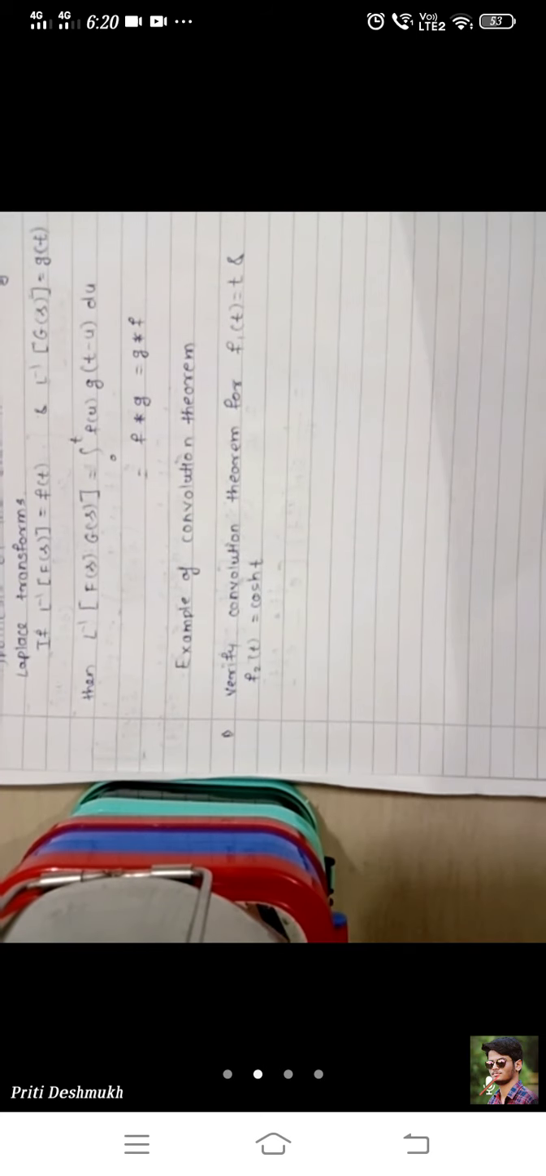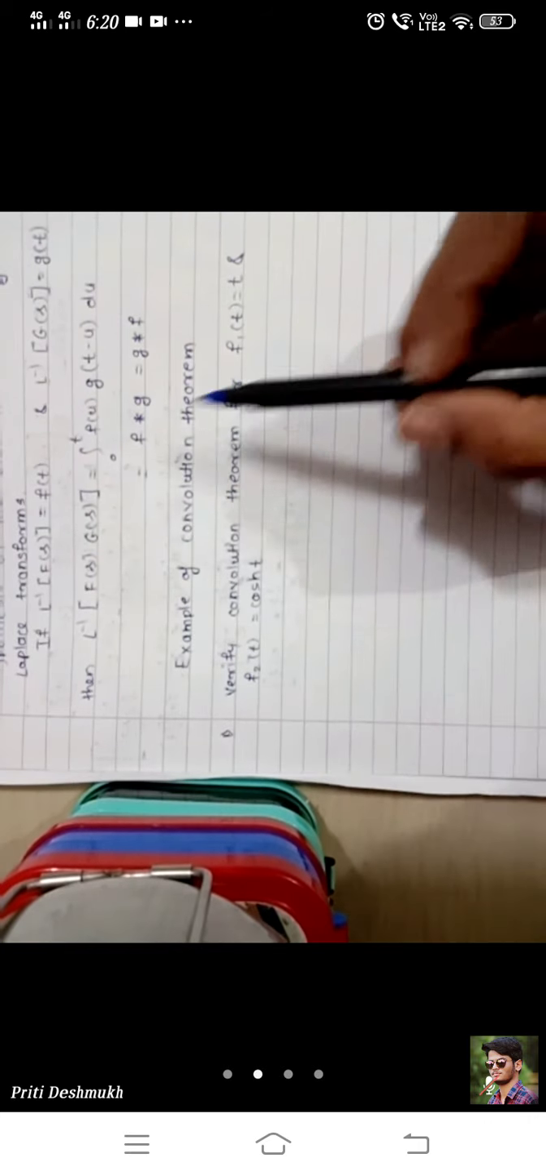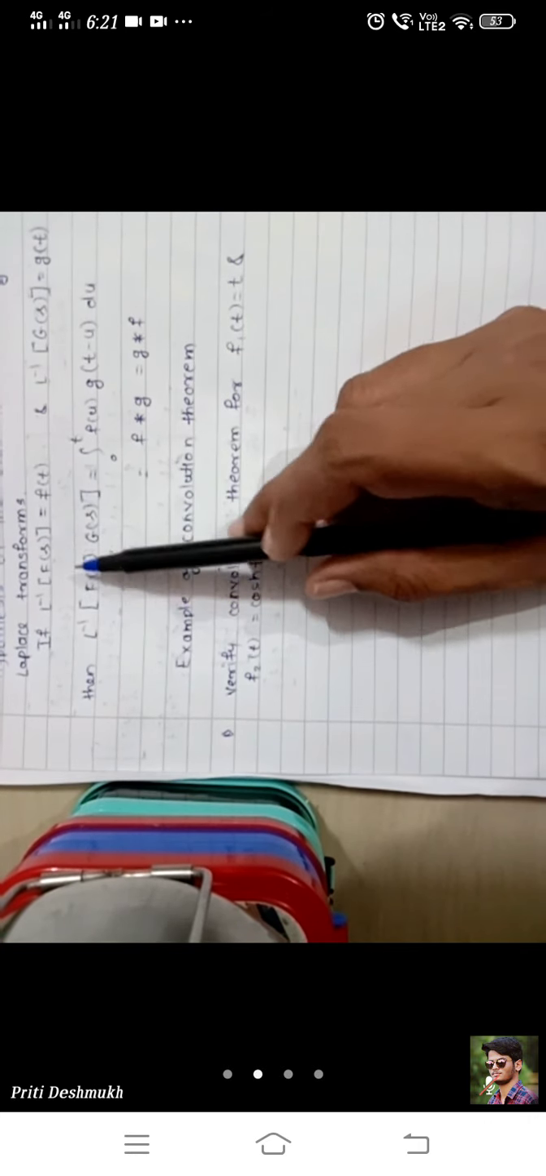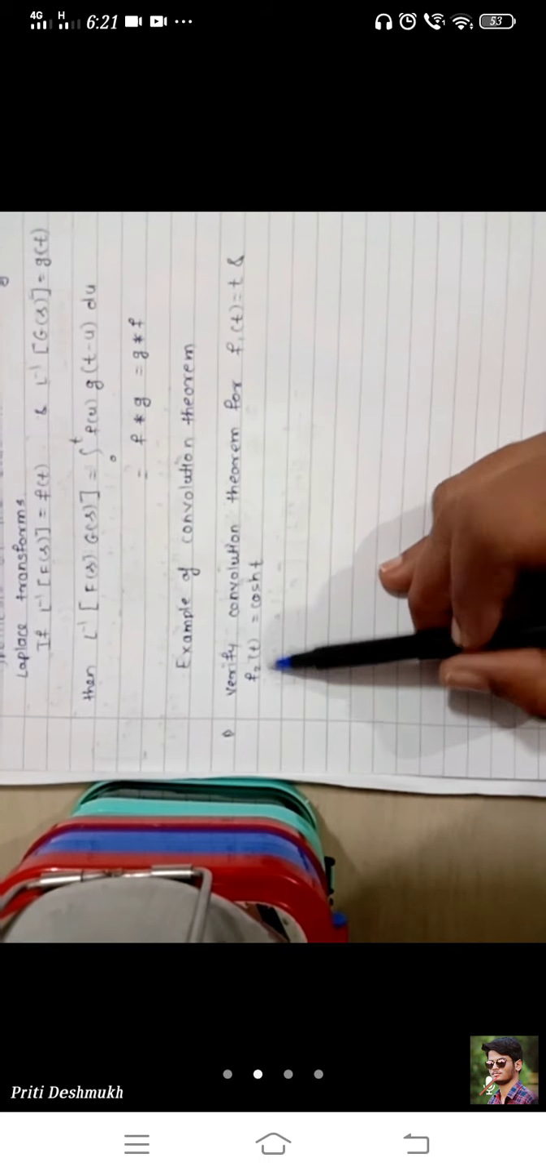So first of all we require F of s and G of s. In this example, f of t is denoted by f1 of t and g of t is denoted by f2 of t.